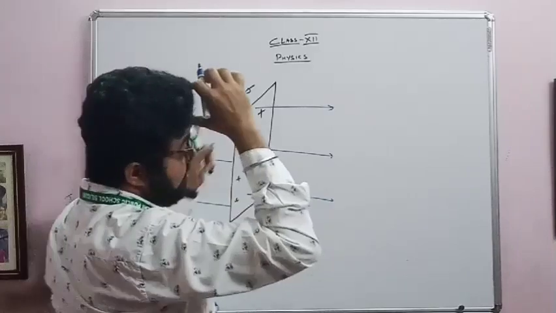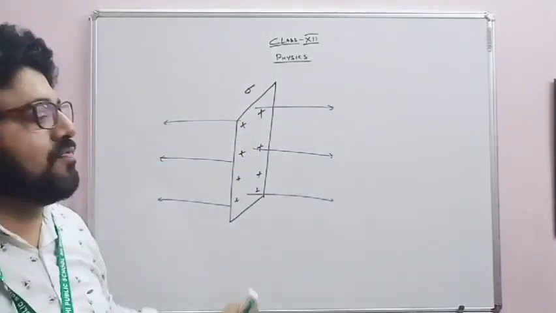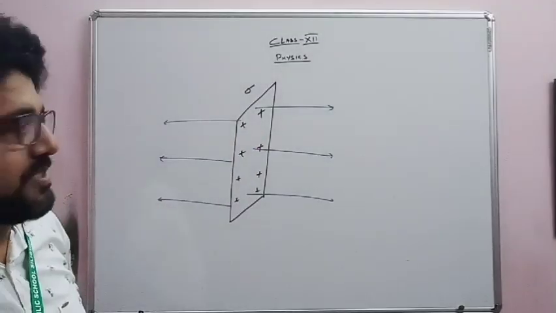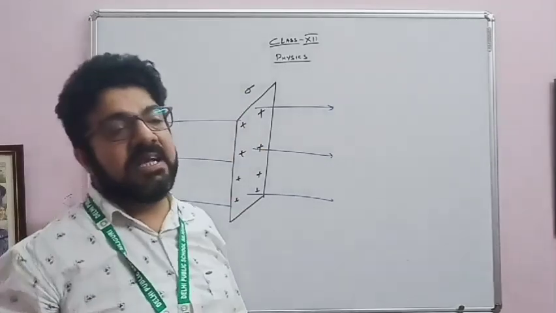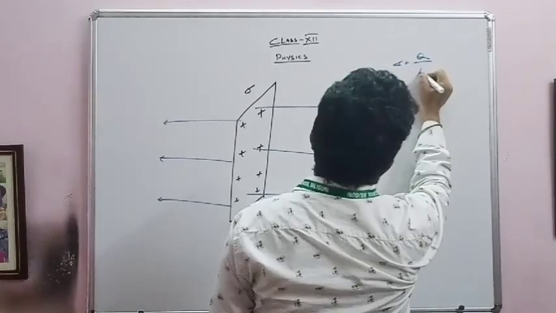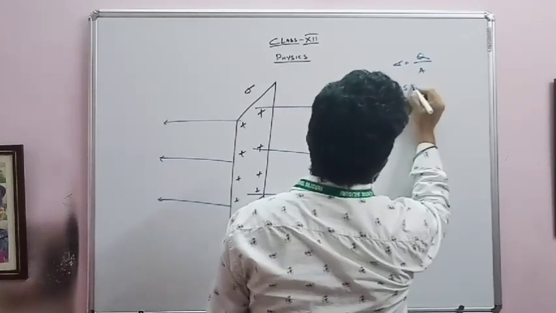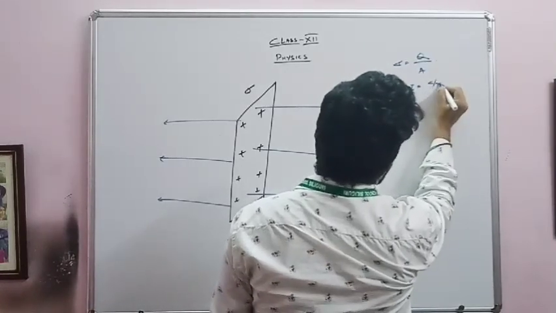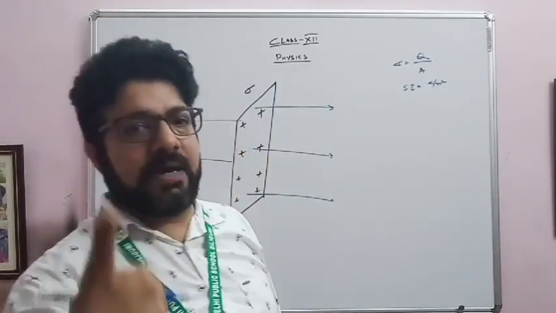So this one is your electric field lines for an infinitely long sheet. Sigma, what do you mean by sigma? Sigma is the surface charge distribution, that is charge per unit area. If you want to write the SI unit, coulomb per meter square. The last one is coulomb per meter.